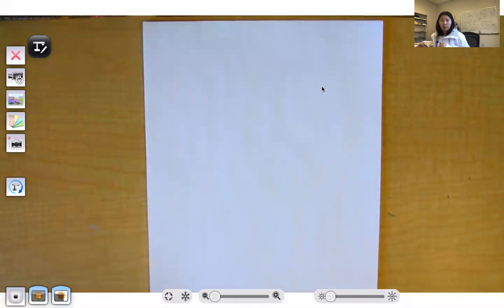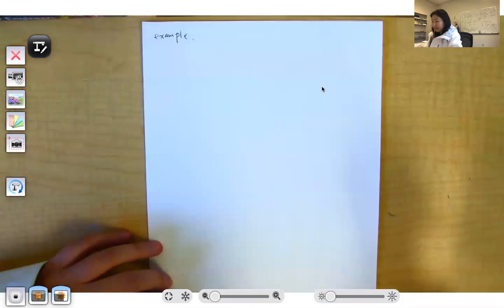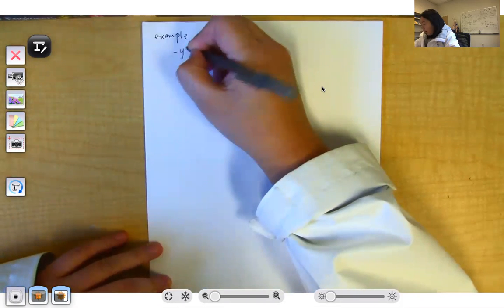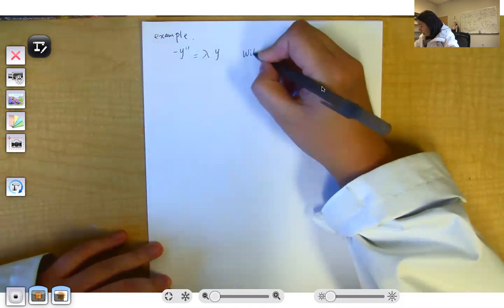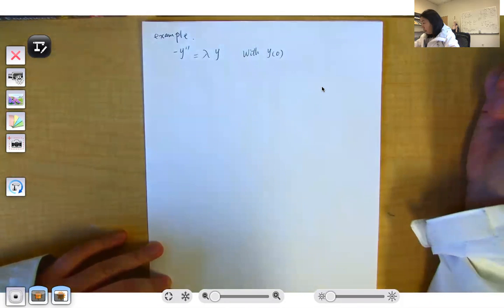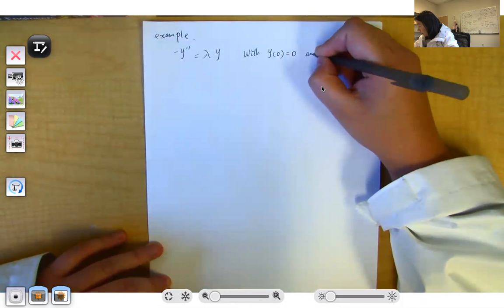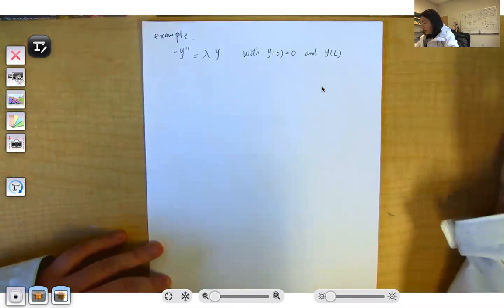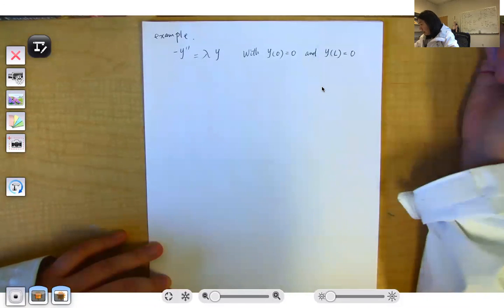Let's make an example for the Sturm-Liouville problem. So, example: this is a second order BVP, which is minus y double prime equals lambda y, with our boundary conditions: y(0) at x equals 0 and y(L), the final point x equals L, is also equal to 0.